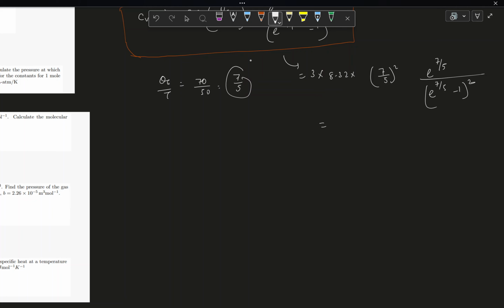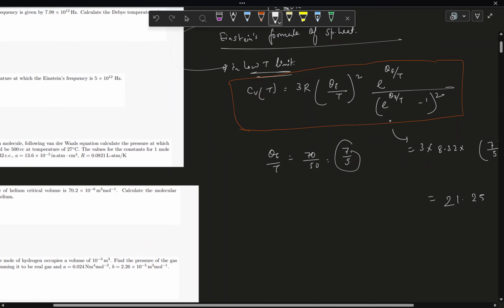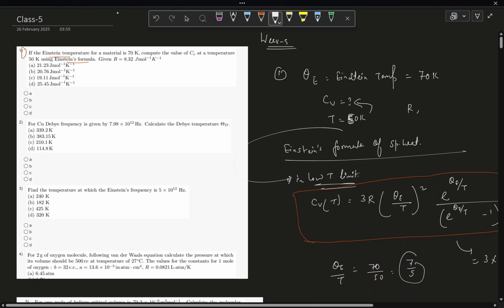So this is 3 into 8.32 into 7 by 5 whole squared, into e to the power of 7 by 5, divided by e to the power of 7 by 5 minus 1 whole squared. We are getting 21.25 in SI units. This is closer to 21.23, so the correct answer will be option A, in joule per mole Kelvin.